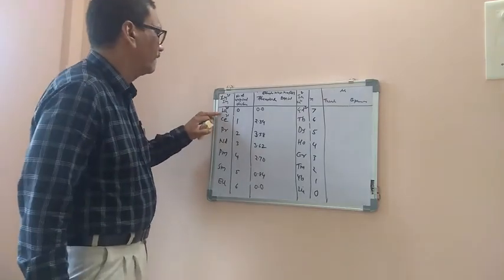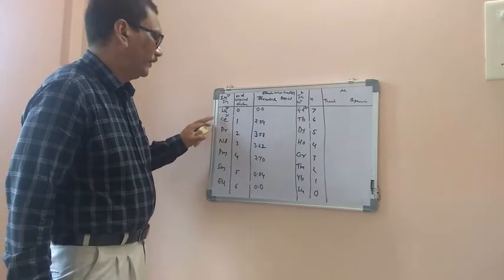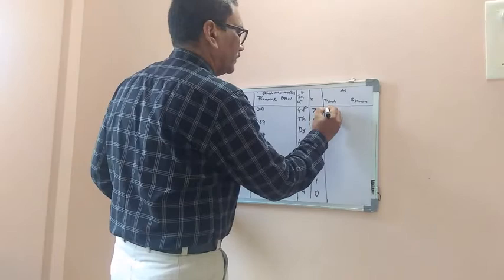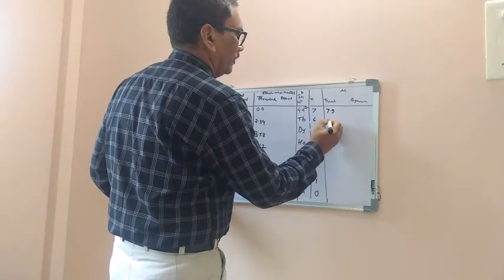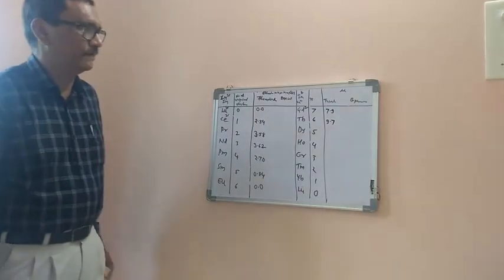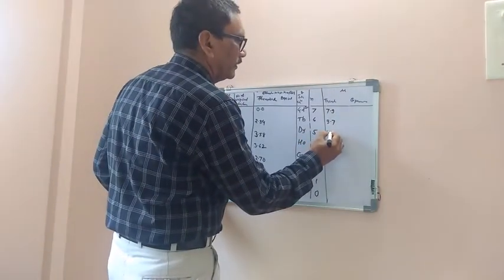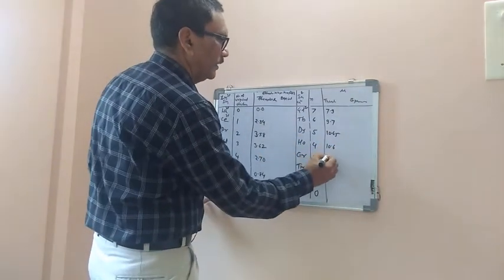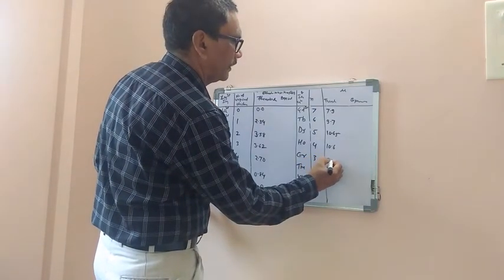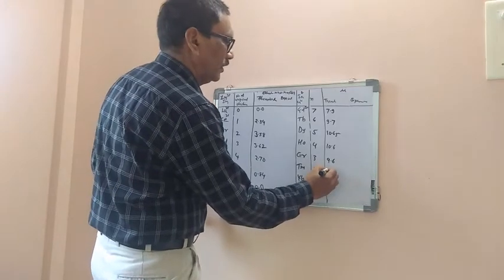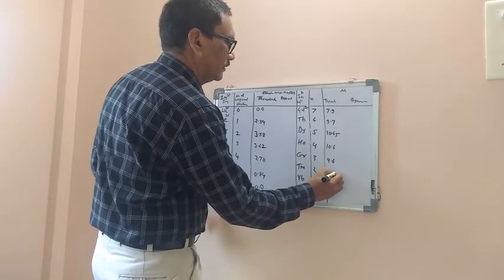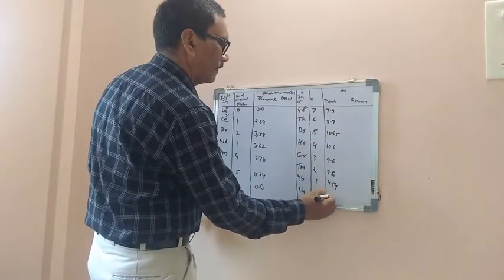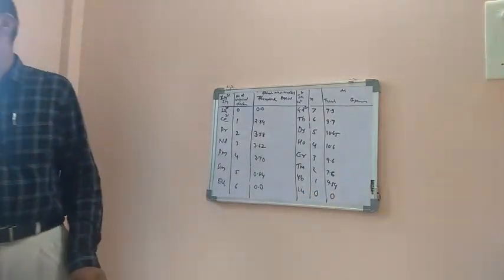In case of the theoretical part, gadolinium has 7.9, then we have 9.7, then 10.65. Then holmium has 10.6, erbium has 9.6, thulium has 7.6, ytterbium has 4.54, and lutetium has 0.